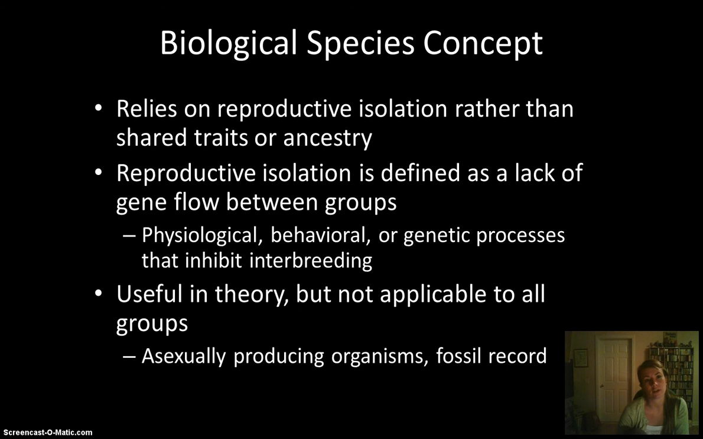And so the biological species concept is really useful in theory, but not applicable to all groups. For example, in real life, you might think that two groups of frogs are reproductively isolated for whatever reason, but they may never live near each other to interbreed in real life. It also doesn't apply to asexually reproducing organisms like bacteria. We can't define them by the biological species concept, and we also can't apply it to the fossil record because we didn't know if they could interbreed or not.